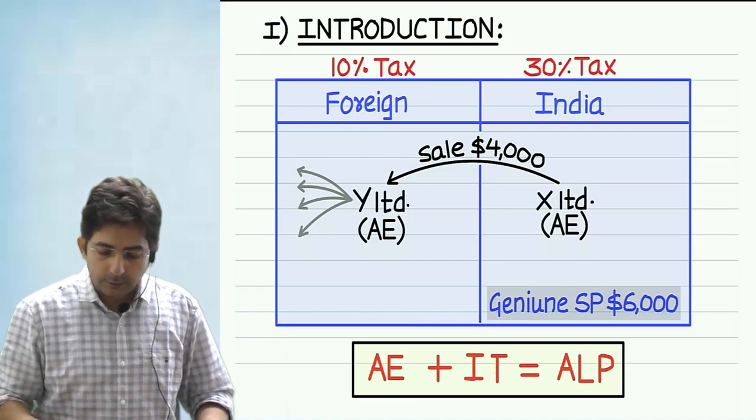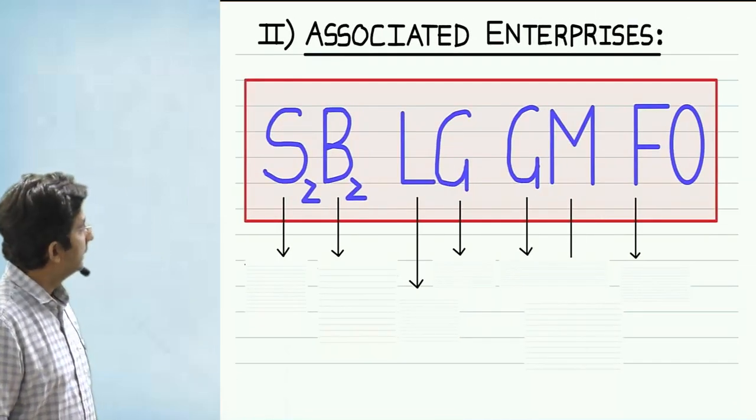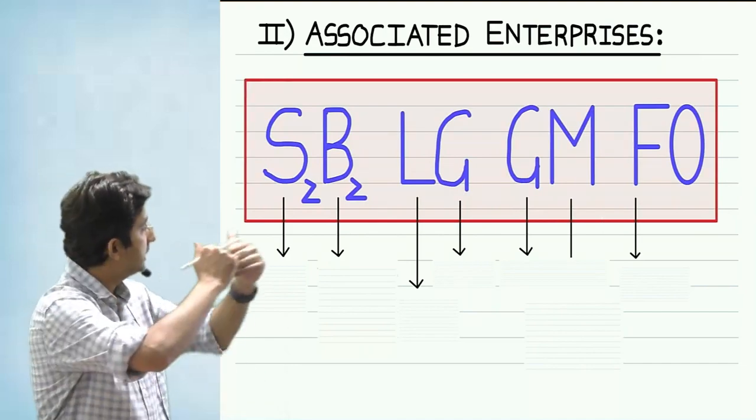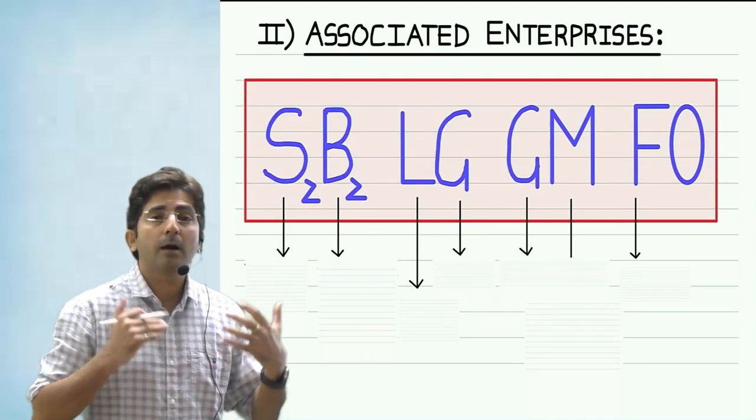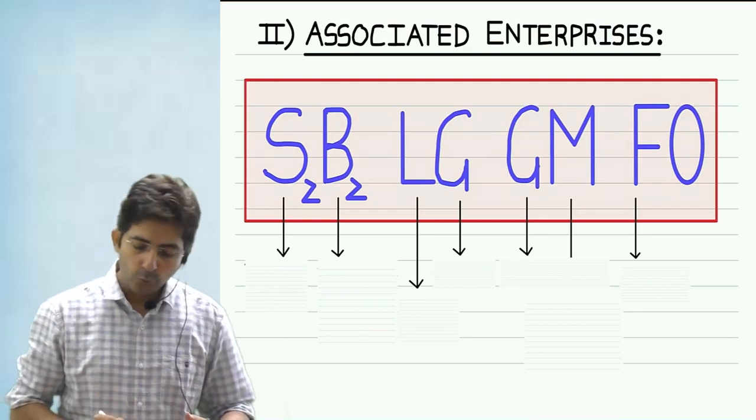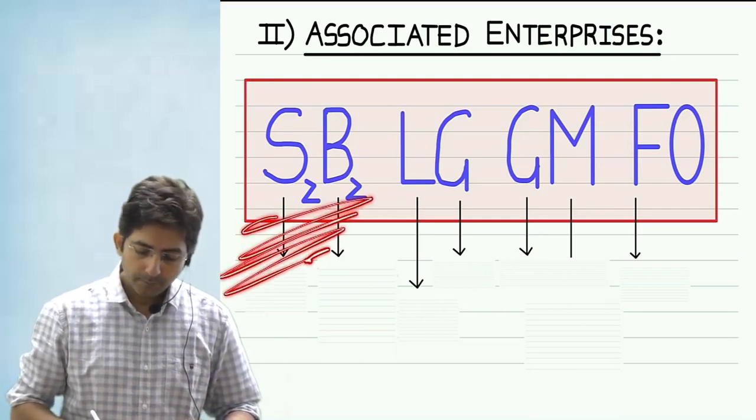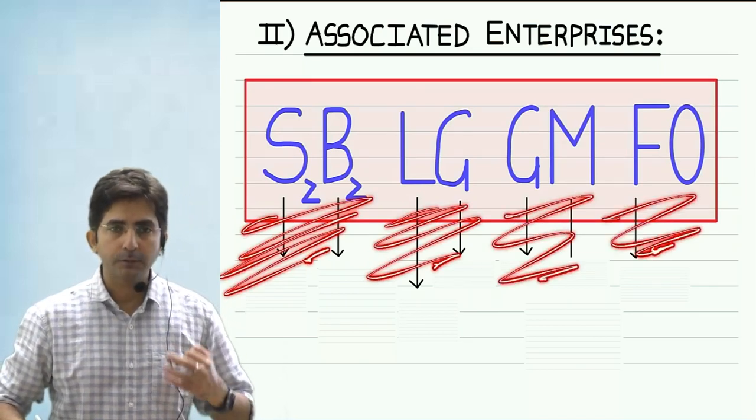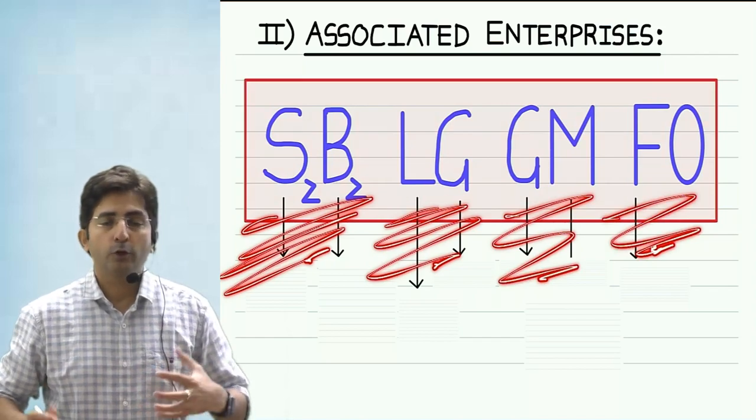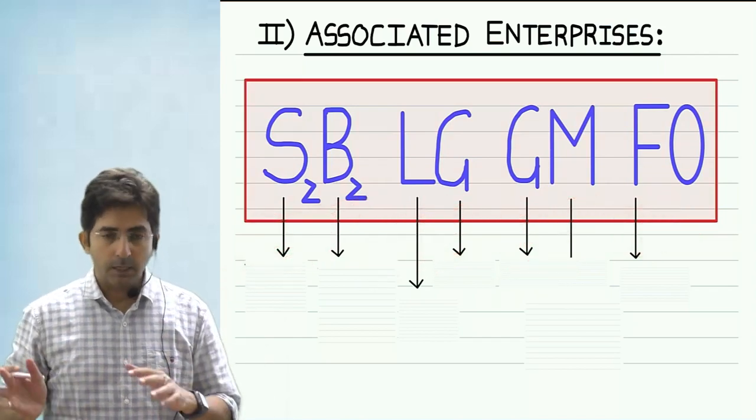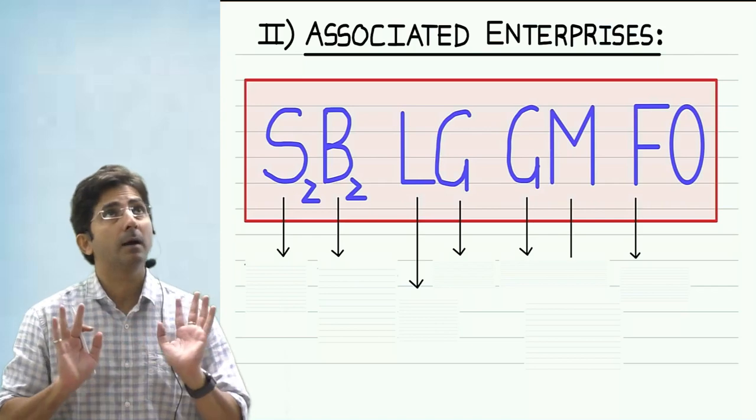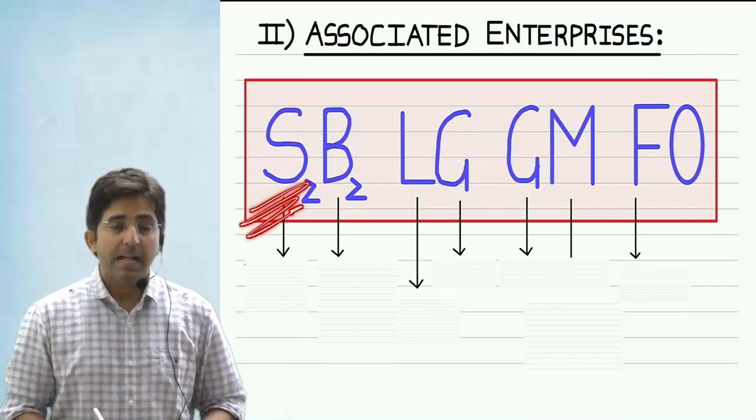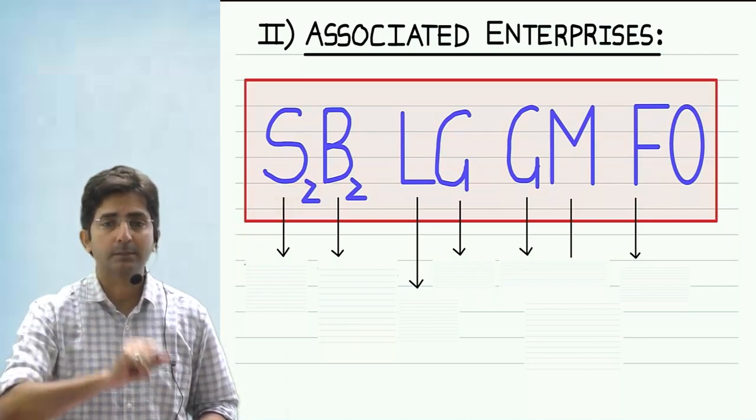So for this, there is one keyword. Can you see it on the screen? The pronunciation of the keyword is sublug-gum-fo. How do you read this? Sublug-gum-fo. You have to repeatedly remember this. Now in that, S stands for having at least 26% shares.